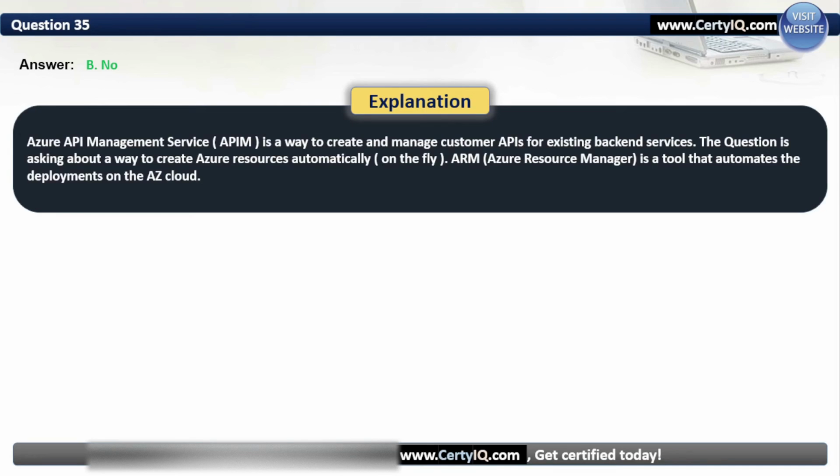Azure API Management Service is a way to create and manage customer APIs for existing back-end services. The question is asking about a way to create Azure resources automatically. ARM is a tool that automates deployments on the Azure cloud.